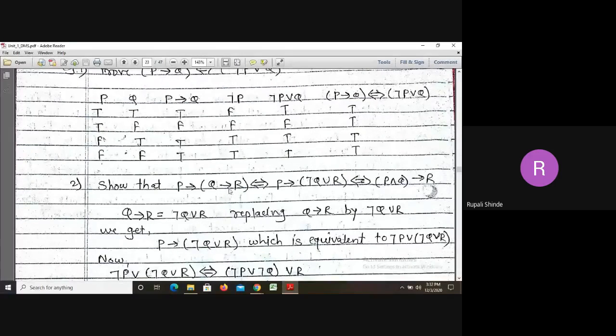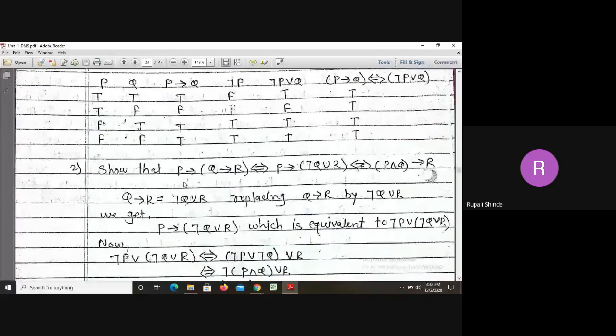So again, this Q conditional R, we can write this one as negation Q or R. Just we saw that formula. And again, we can write this one as P conditional negation Q or R. So what we did here, we replaced this Q conditional R by its equivalent formula, that is negation Q or R. So now our formula becomes P conditional negation Q or R.